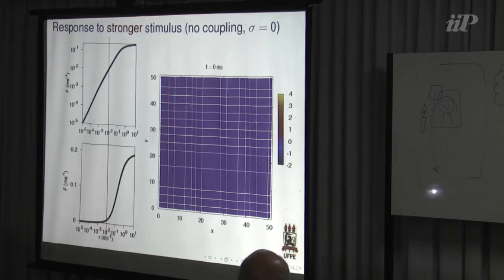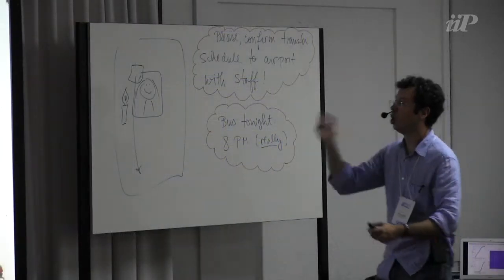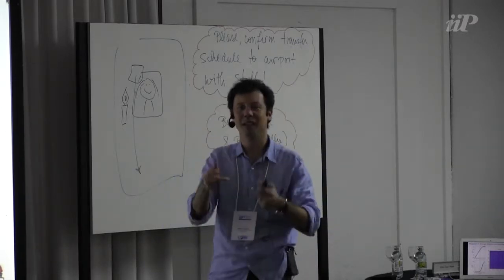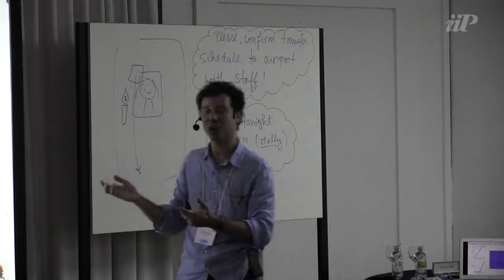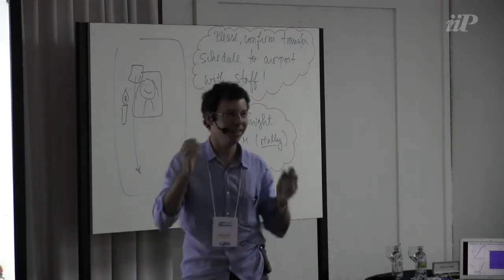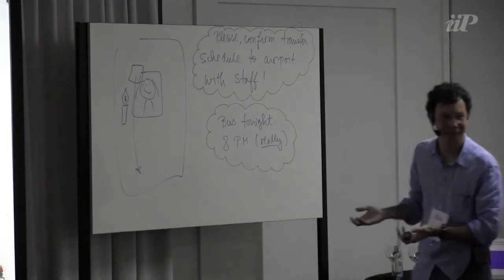What do I mean by a stronger stimulus? It means this happens more often. So if I stimulate with a stronger stimulus, I have more spikes. Boring. Obviously, right?